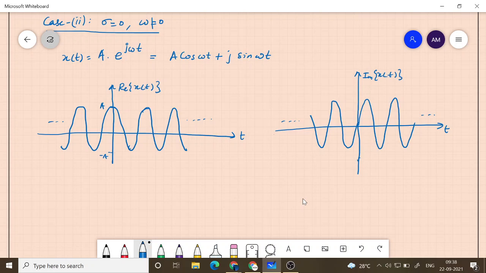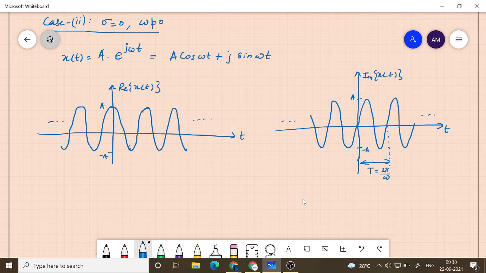Now the period is the same for both. These are sine and cosine waves with constant amplitude, oscillating between plus a and minus a, and the period T is 2 pi by the value of omega. Okay, so this is how it would look like. I am assuming omega to be positive.